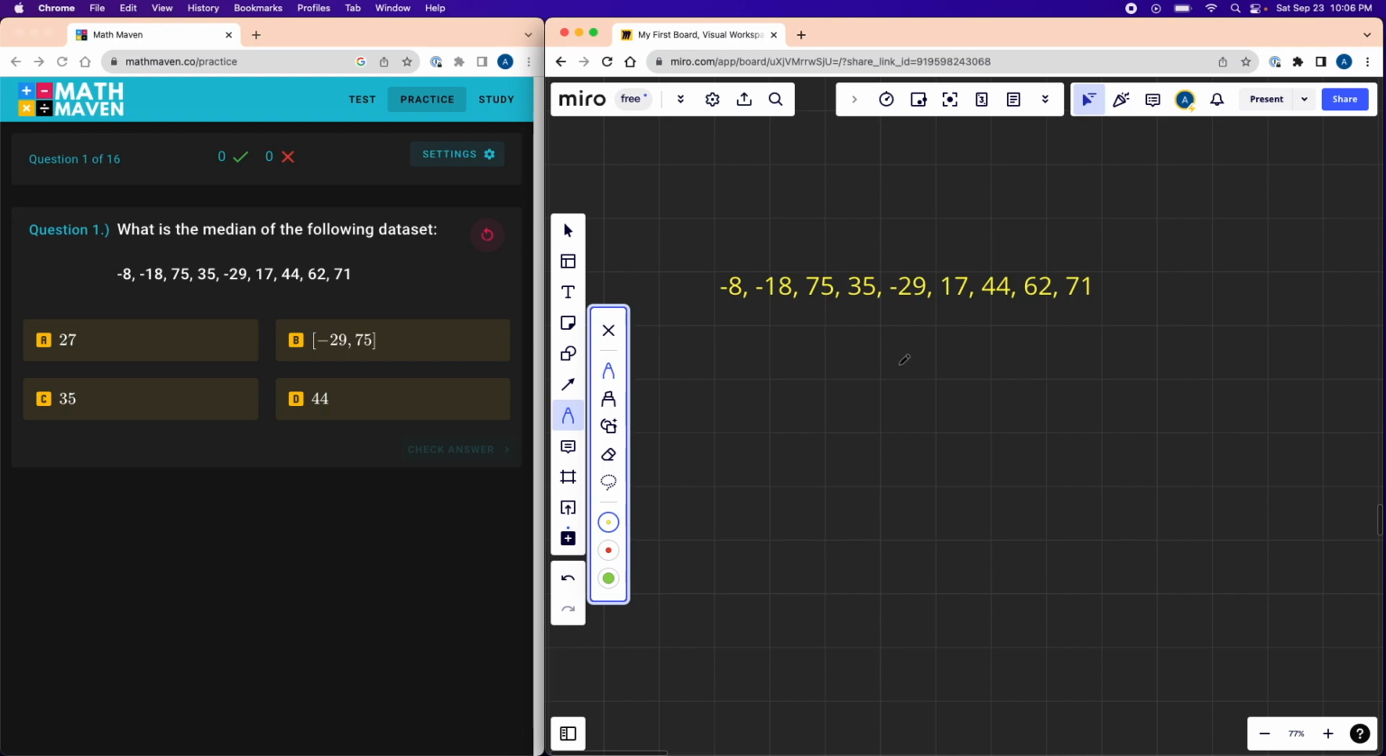So for instance, I'm going to find the biggest number here, which in this case happens to be 75. And I'm just going to cross it out. And then I'll also cross out the smallest number, which happens to be negative 29. And then I'll keep on doing that. So next biggest number is 71. Let's cross that out. Next smallest number is negative 18. Let's cross that out. Next biggest number is 40. Nope. Next biggest number is actually 62. So let's cross that out. Next smallest number is negative 8.